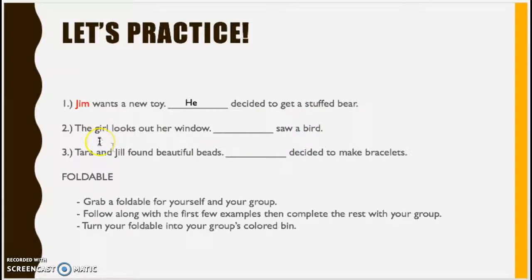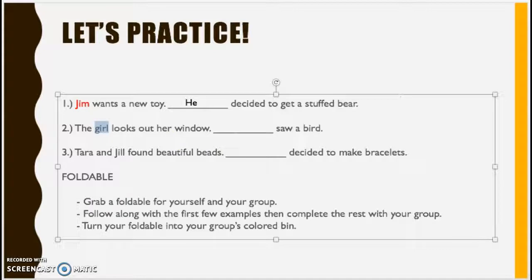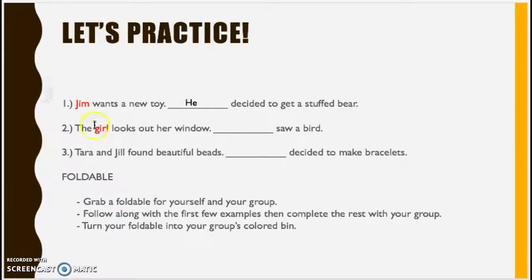Okay, let's go to sentence number 2. Read it with me. Ready, set, read. The girl looks out her window. Blank saw a bird. What is the noun in the first sentence? If you said girl, you would be correct. And which pronoun would match the noun girl? If you said she, you would be correct. So the sentence would read, the girl looks out her window. She saw a bird. Okay?